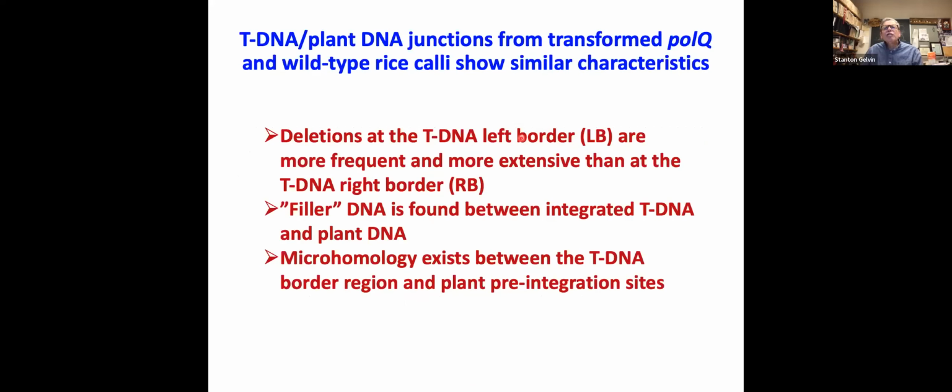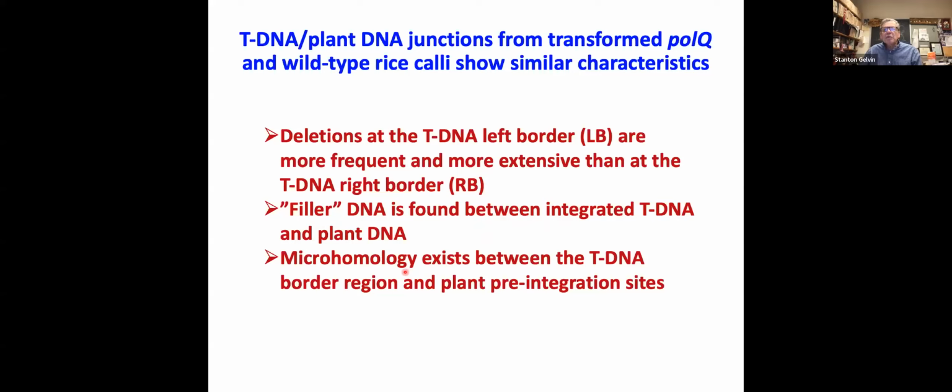So what did the T-DNA plant DNA junctions look like in a DNA polymerase theta mutant? They look exactly like the junctions you see in a wild type plant. You see deletions at the T-DNA left border. They're more frequent and more extensive than T-DNA deletions at the right border. This is what you see in wild type infection, wild type plants. There's frequently filler DNA that's found between the integrated T-DNA and the plant DNA. The filler DNA could come from within the T-DNA. It comes from the T-DNA backbone. It could be plant DNA from some other place that's been put in between this. We see this also in the polyQ mutant.